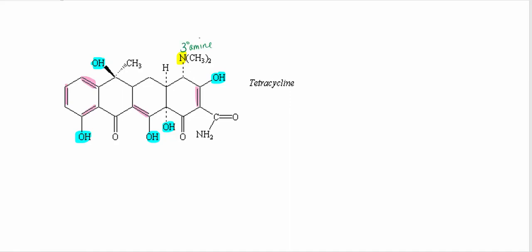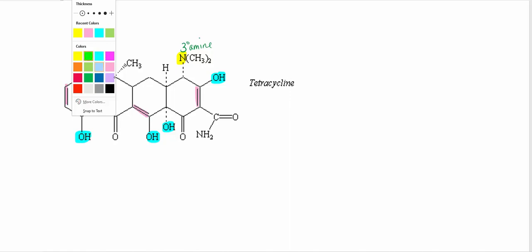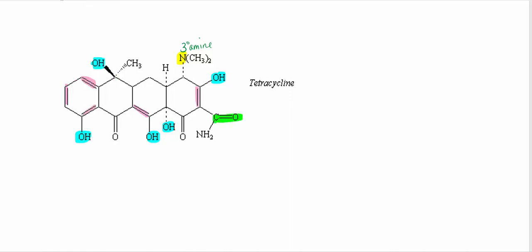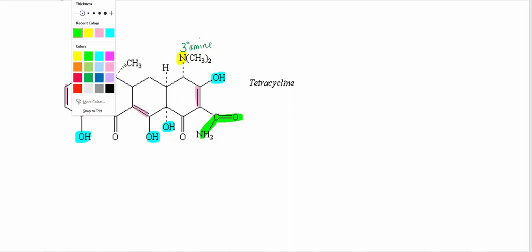Tertiary amine. And I know it's tertiary because it has 3 bonds to carbons. And then down here I see an amide. So here's my carbonyl carbon with my nitrogen next door. That is a primary amide.